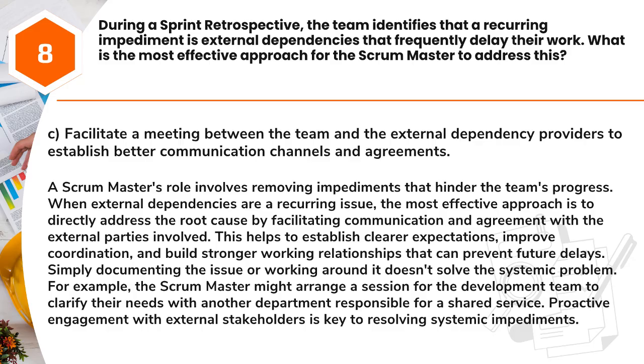This helps to establish clearer expectations, improve coordination, and build stronger working relationships that can prevent future delays. Simply documenting the issue or working around it doesn't solve the systemic problem. For example, the Scrum Master might arrange a session for the development team to clarify their needs with another department responsible for a shared service. Proactive engagement with external stakeholders is key to resolving systemic impediments.